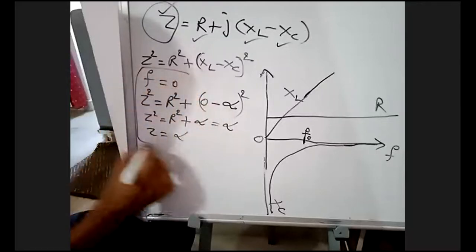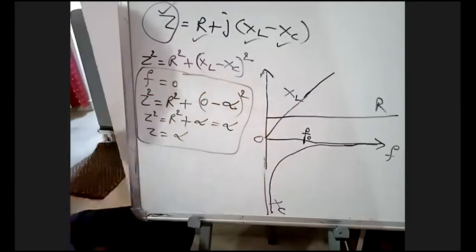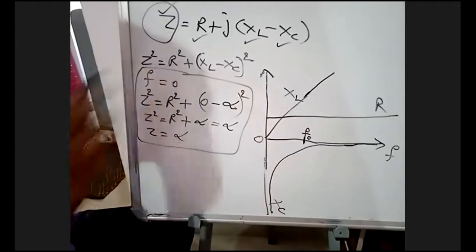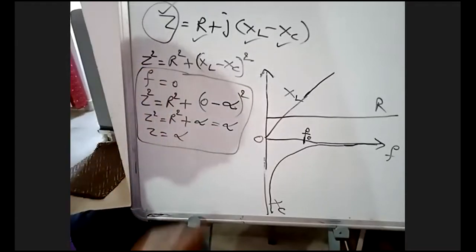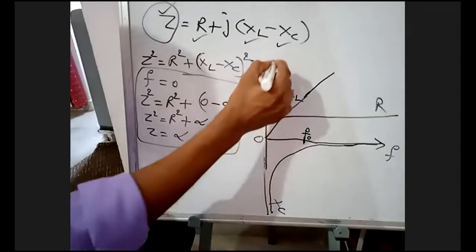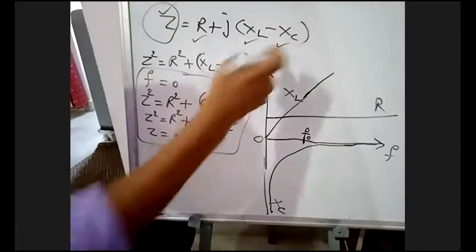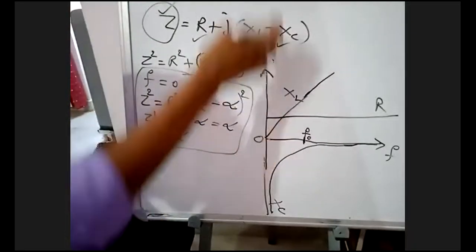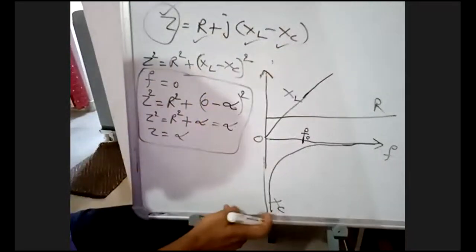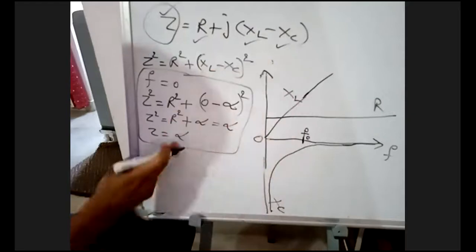In the first case, when F is equal to 0, your Z is infinity. At F is equal to 0, it is somewhere beyond this line. Infinity means beyond this. At 0, somewhere infinity, just like XC. Negative infinity there, here positive infinity.